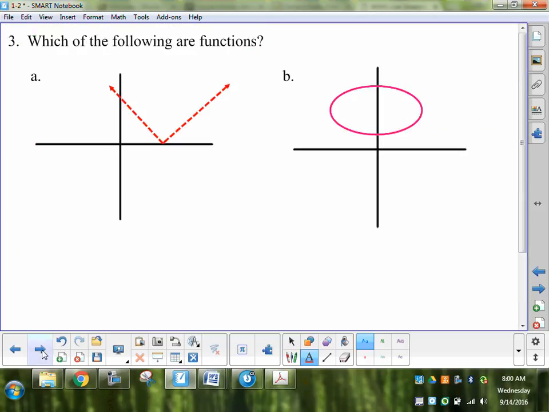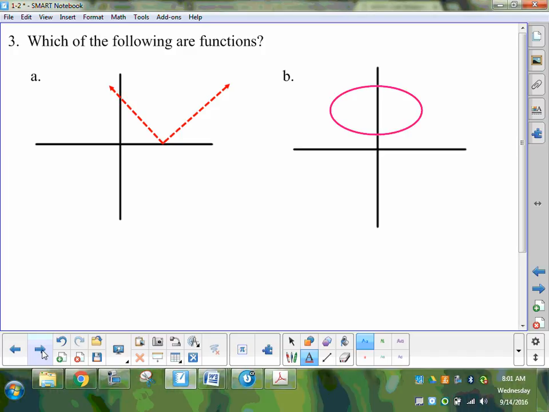Let's bounce ahead. Are these functions? Hands up, please, if you can tell me for A whether or not that's going to be a function. What about for B? Hands up, please, if you can tell me if that's a function. Remember we talked about the vertical line test? That's the easy way with the graph. Just draw that vertical line.